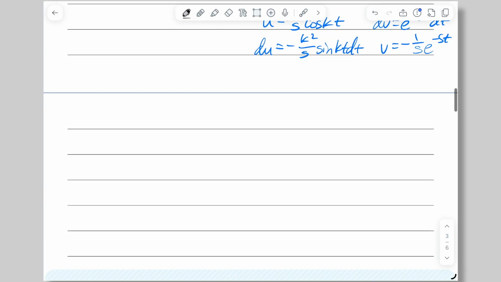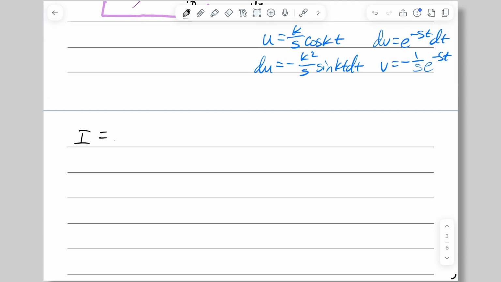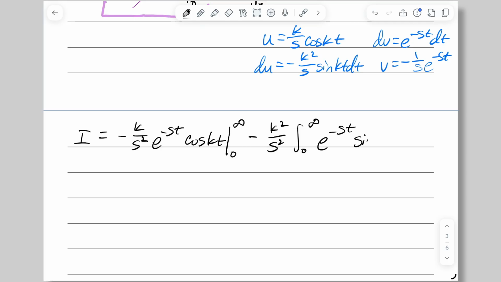As for the rest of it, our integral is now negative k over s squared e to the negative st times the cosine of kt evaluated from 0 to infinity minus k squared over s squared times the integral from 0 to infinity of e to the negative st times the sine of kt dt. You might recognize that last bit as negative k squared over s squared times I. Before I change that, though, I want to evaluate this negative k over s squared e to the negative st cosine of kt from 0 to infinity.